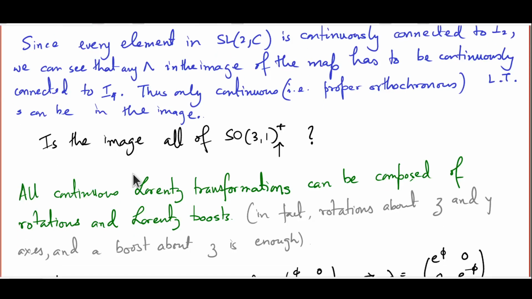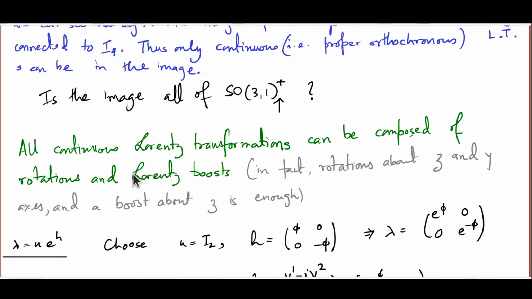To see this, let us make a particular choice. Lambda, remember, is of the form u e to the power h. If we choose u to be the identity, and h, remember, is traceless, if we choose it to be diagonal as well, so phi, 0, 0, minus phi for a real number phi, then it's easy to see that lambda is simply e to the phi, 0, 0, e to the minus phi.